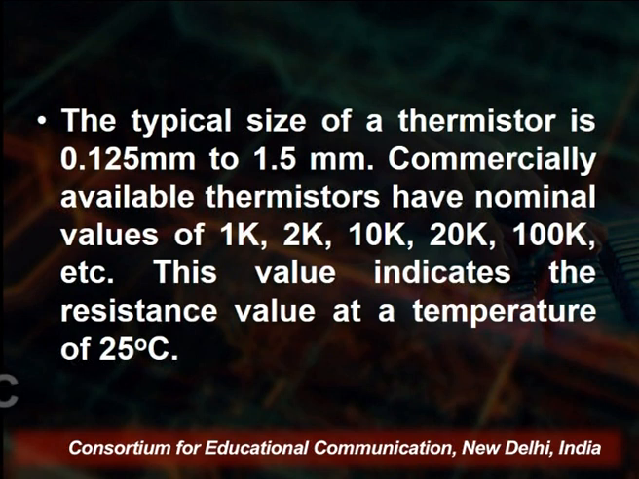Commercially available thermistors have nominal values like 1 kilo, 2 kilo, 10 kilo, 20 kilo and 100 kilo. This value indicates the resistance at a temperature of 25 degrees centigrade. For 1 kilo ohm, 2 kilo ohm, and so on, that is the resistance value at 25 degrees centigrade. Thermistors are available in different models like bead type, rod type and disc type.